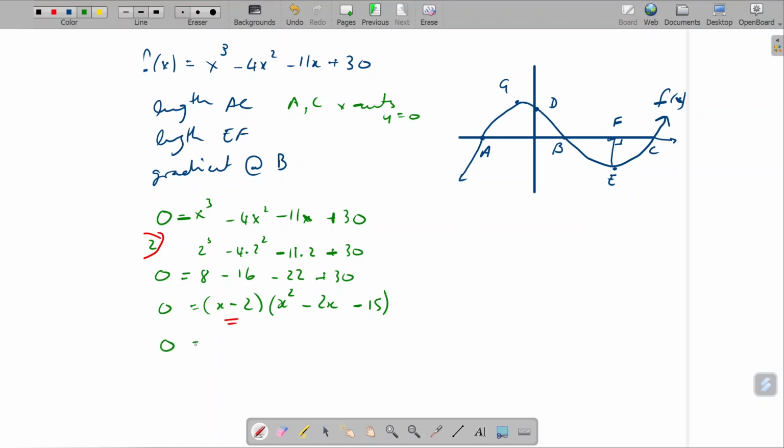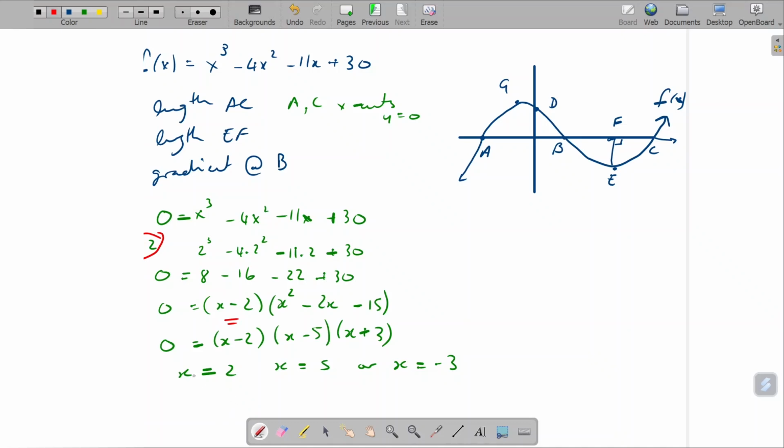I'm going to get 0 = (x − 2)(x − 5)(x + 3). So I'm going to realize that my x values are 2, 5, or −3. But I would like you to look at the position of these letters on the graph and to realize that B is the middle value. So this is the x value at B. 5 is the right-hand value, so that is the x value at C. And therefore, −3 is the x value at A.